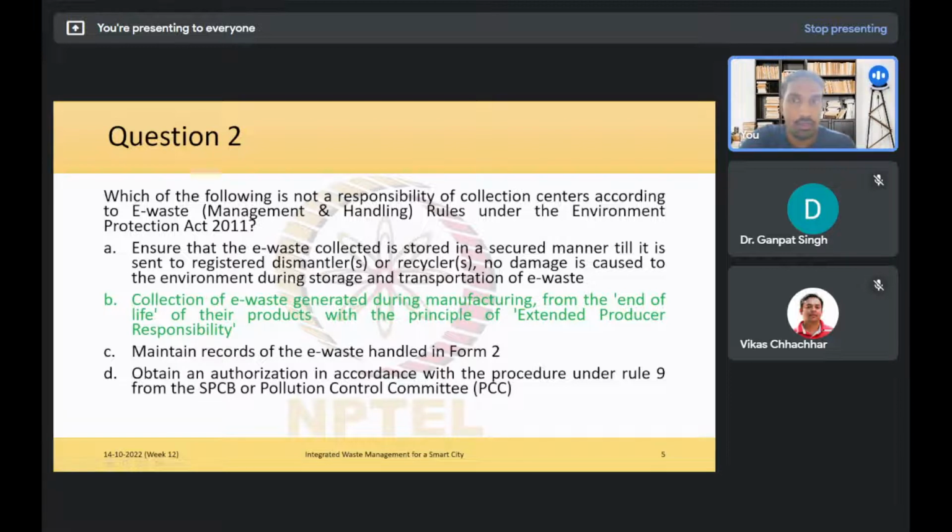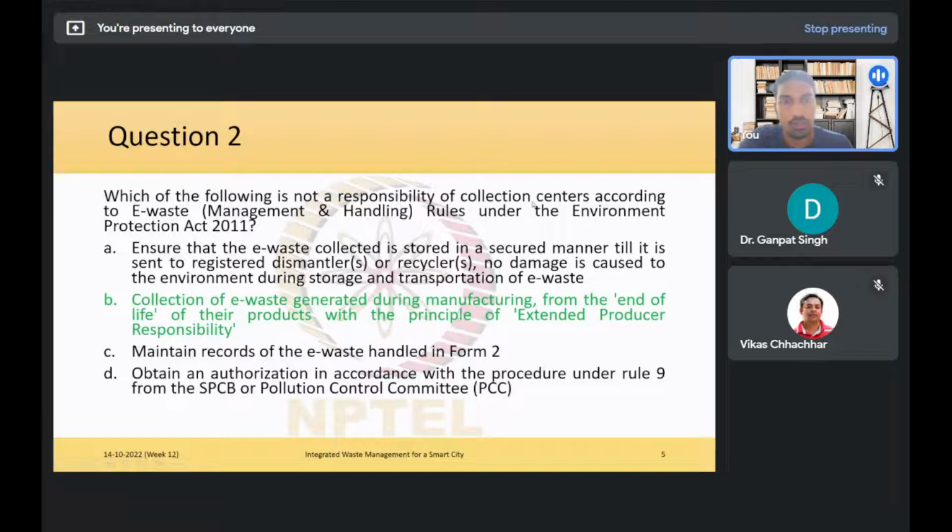So the first one says that the collection center has to make sure that whatever e-waste is collected is stored in a secure manner, and then it is sent to the registered dismantlers and recyclers, right? And in that process there should not be any damage caused to the environment during the storage phase or the transportation phase. So this is the collection center's role, right?